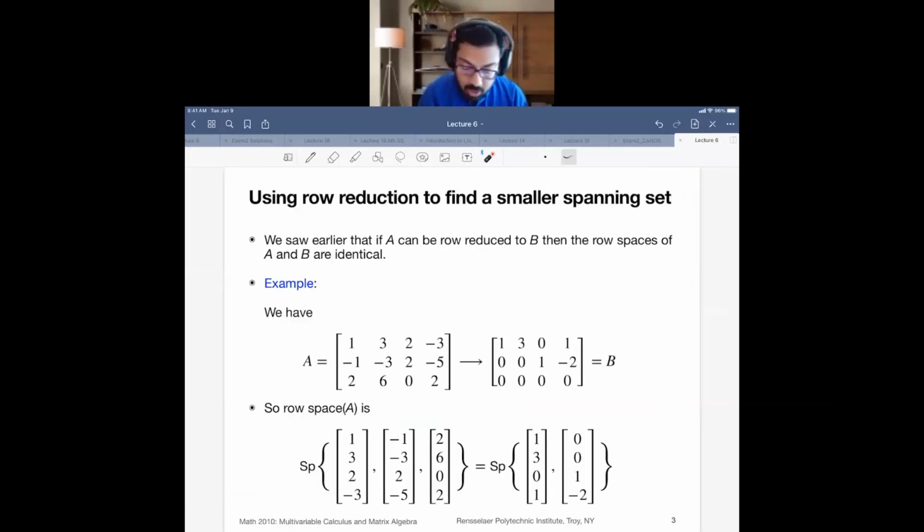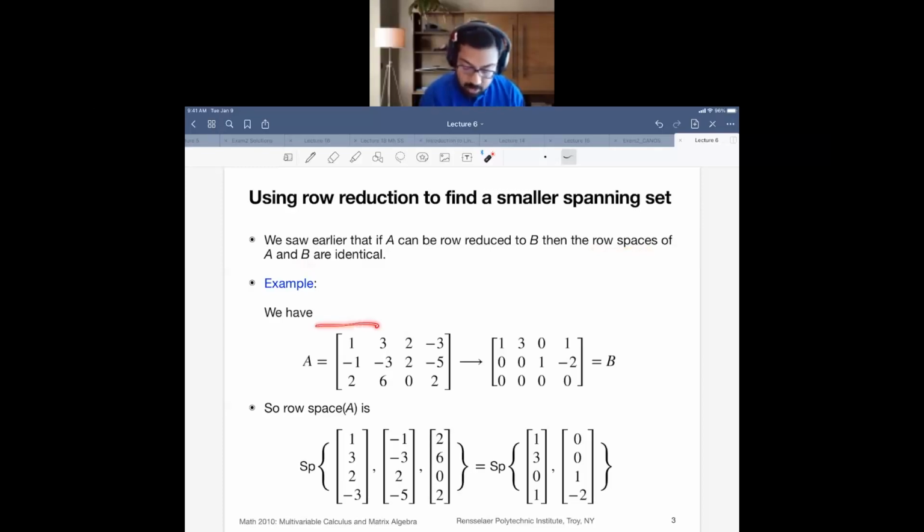Now, how do you row reduce to find that smaller spanning set, right? So the smallest spanning set is your basis. How do you do a row reduction and get there? So let's take a matrix A here, and we saw this earlier. You can do the row operations to row reduce it to B. B in this case is in row reduced echelon form. And if you do row operations, we know that the row space doesn't change. So the row space of A and B are going to be identical.